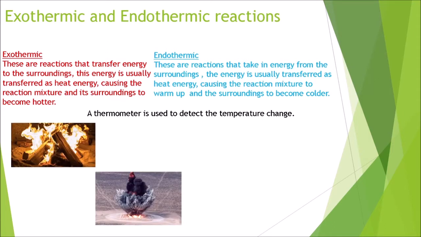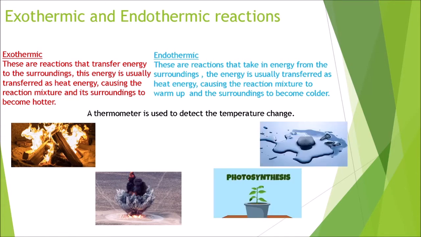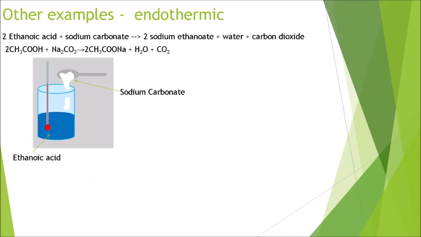Here we can see two examples of an exothermic reaction, a fire and an explosion. Both will be transferring heat to the surroundings. For an endothermic reaction, we can see ice melting and photosynthesis, both of which will be transferring heat from the surroundings to itself. A chemical endothermic reaction can be seen here, where sodium carbonate powder is tipped into a beaker of ethanoic acid, which will make sodium ethanoate, water and carbon dioxide, and cause a drop in temperature on the thermometer, as shown.